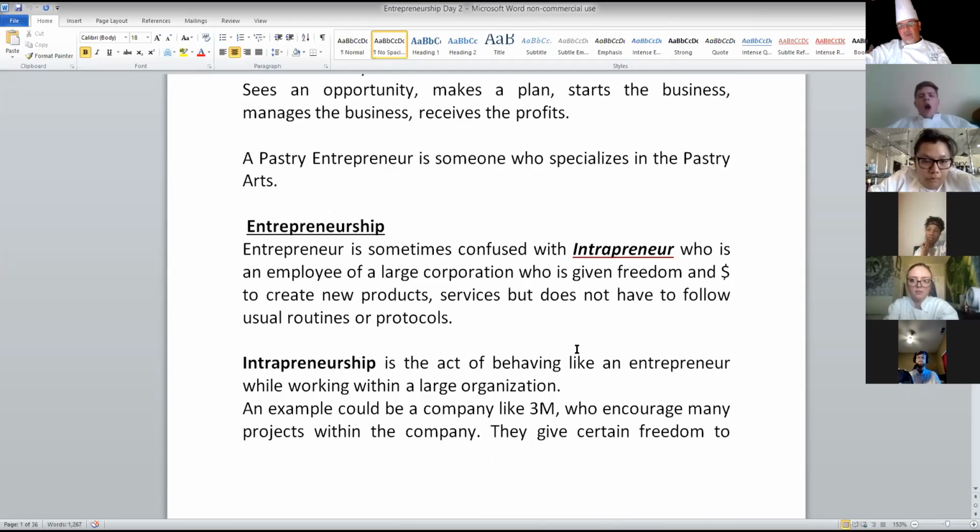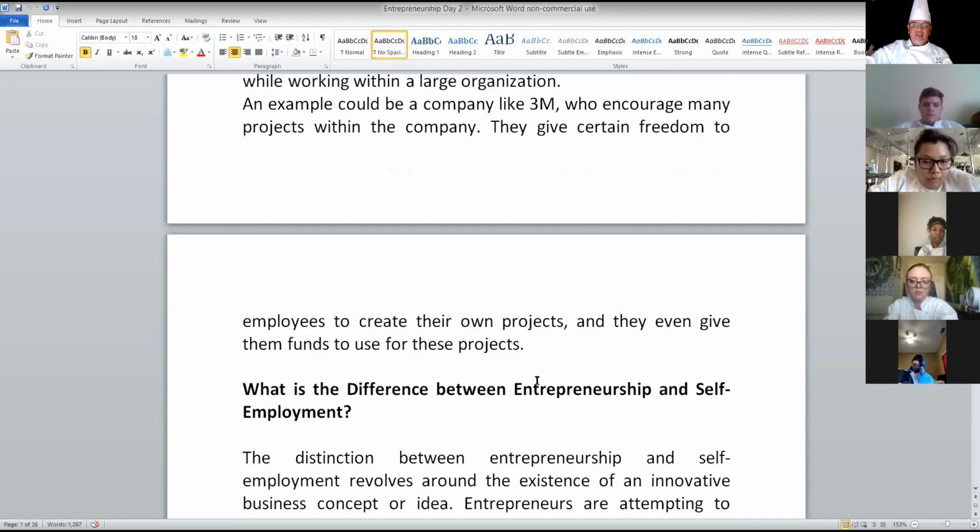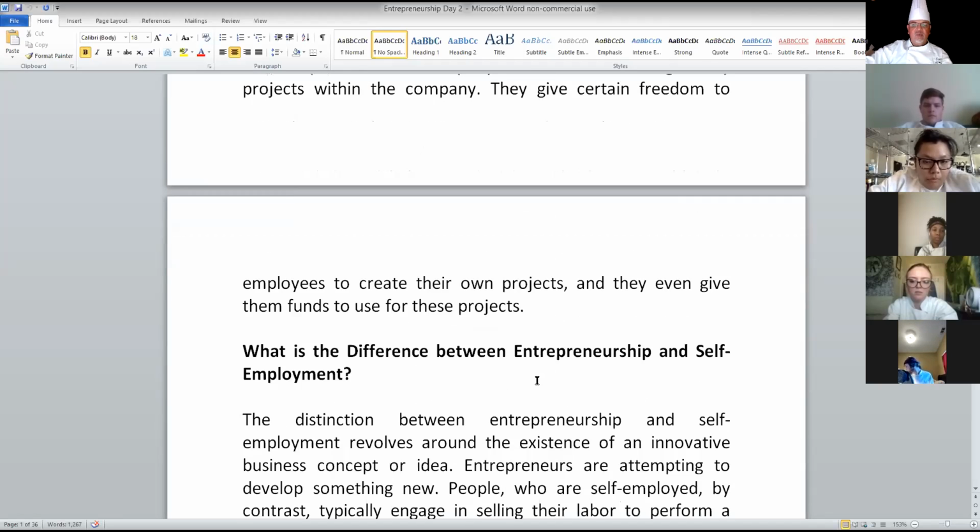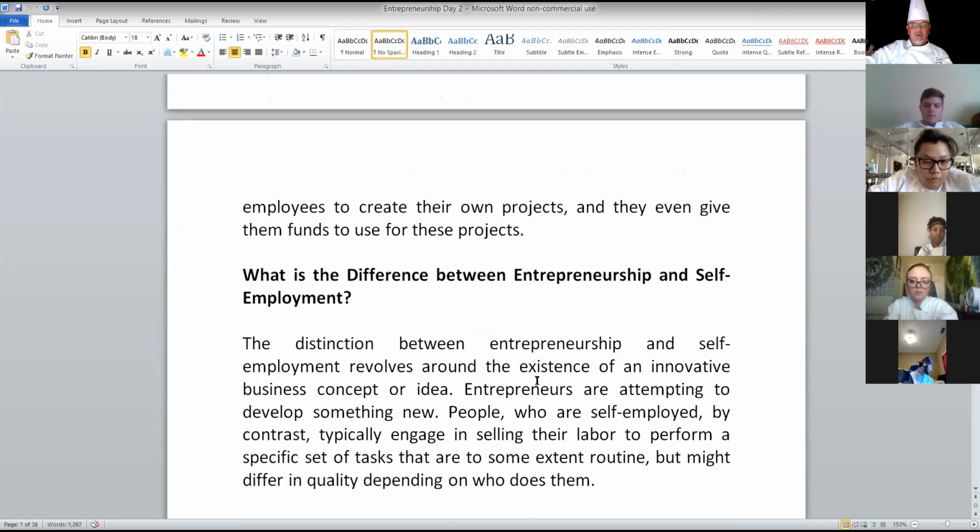Entrepreneur is sometimes confused with intrapreneur, who is an employee of a large corporation who is given freedom and money to create new products and services, but does not have to follow initial routines and protocols. Intrapreneurship is the fact of behaving like an entrepreneur while working within a large corporate organization. An example could be a company like 3M, which encourages many projects within the company. They even give certain freedom to employees to create their projects and even give them funds for those projects too. Another one is Google, same concept, right?